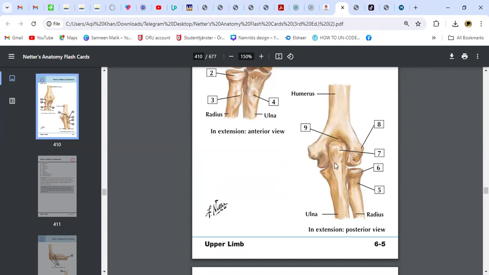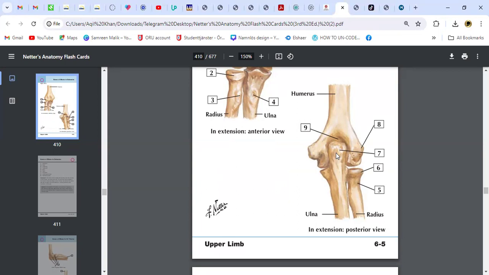The ulna lies more medially. So this condyle will be the medial epicondyle. And this number 8, I told you, is the lateral epicondyle. And the radius is lateral. So this is a very important thing to know. When we are sitting with the elbow on the table, it is this number 7, the olecranon process, which we feel. It's located posteriorly on the proximal ulna. This is the part that comes in contact with the table, with the elbow on the table.